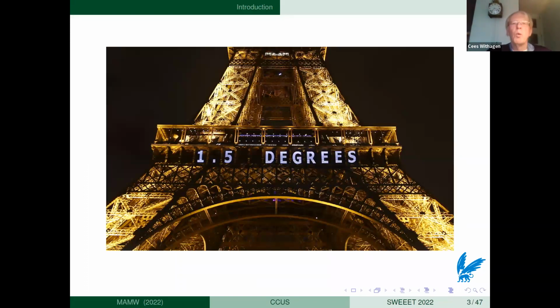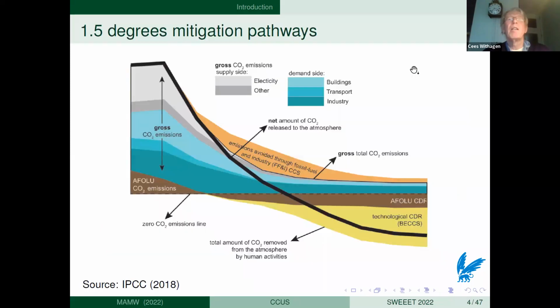So I guess you know what this is, and there's an important agreement in Paris several years ago that we would strive to get no more than 1.5 degrees higher. And carbon capture and storage is going to play an important role in achieving that goal.